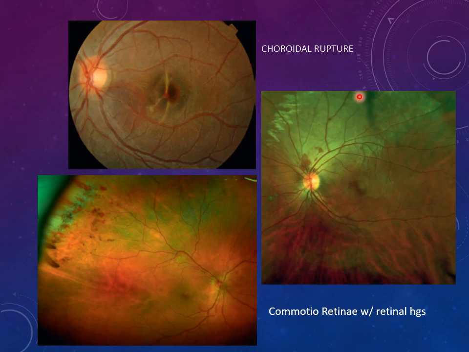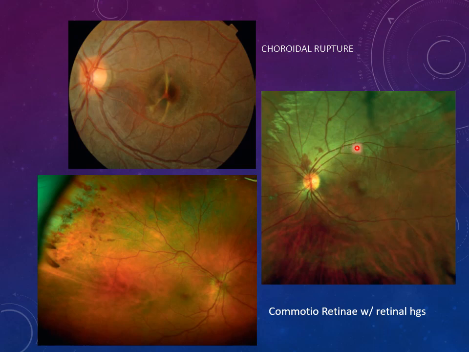This is whitening of the retina with some hemorrhages here. This is called commotio retinae, or Berlin's edema. It is intraretinal edema secondary to blunt trauma, and usually this is self-limited. It takes some time, a few days to a few weeks, until it resolves.